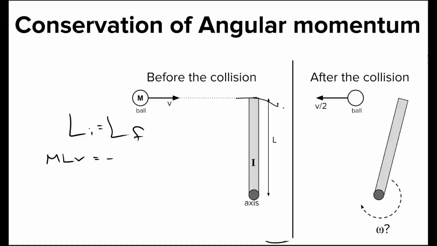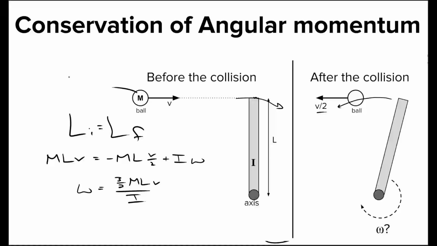This ball effectively has clockwise rotation to start, and afterward it's got like counterclockwise rotation, so negative mL, but it's going half the speed because it lost some speed, v over 2, plus, so this is the angular momentum of the ball initially, angular momentum of the ball finally, plus I omega of the rod afterward. We can solve this for omega. We'd get omega is, what is this going to be, 3/2 mL over, we got a v over I. So that's my omega, and I can do it with conservation of angular momentum.